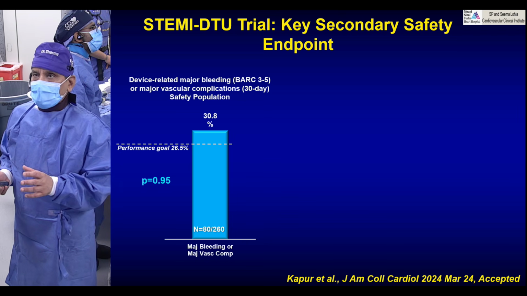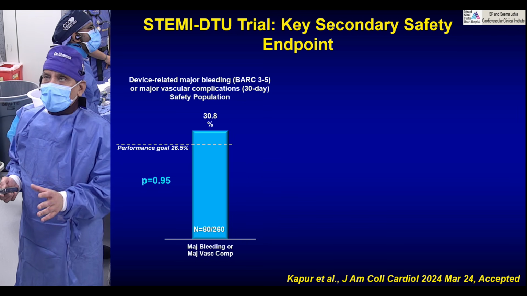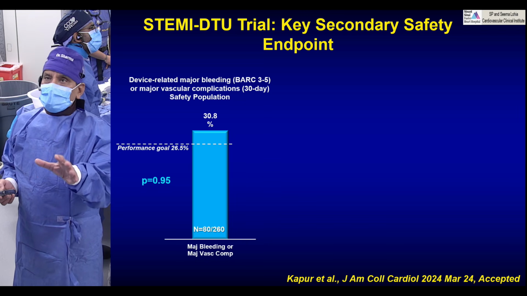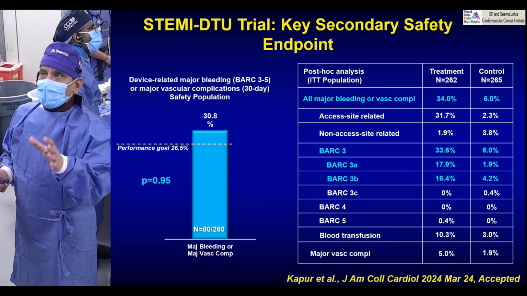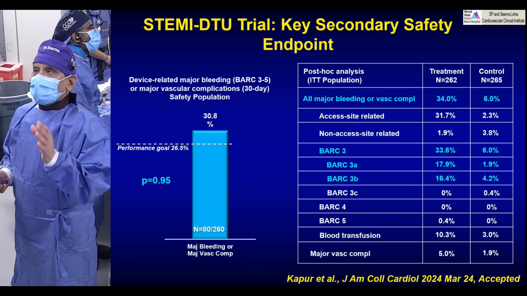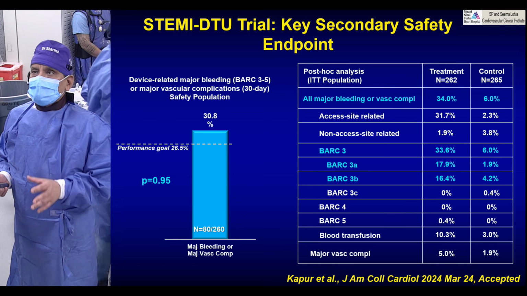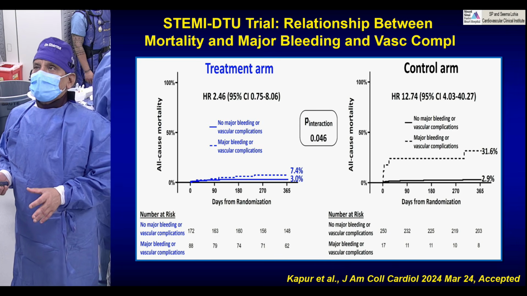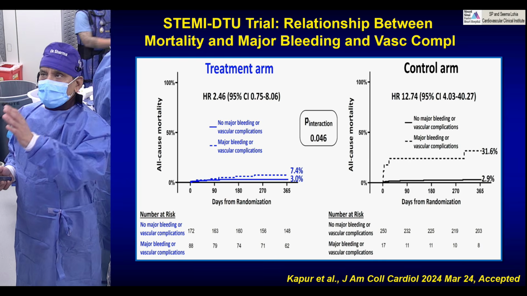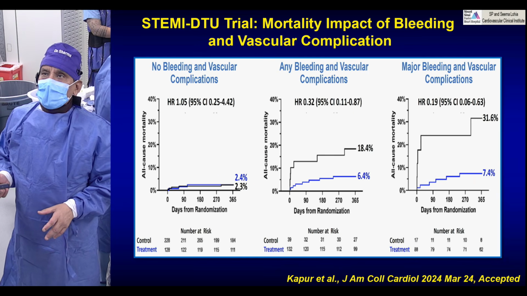But more importantly, or I would say the negative of the trial, until now everything is okay, but look at the bleeding. Major bleeding in the treatment group, 34% versus 6% in the control. Every aspect of the bleeding and vascular complication was very high in the treatment arm versus control, significantly.